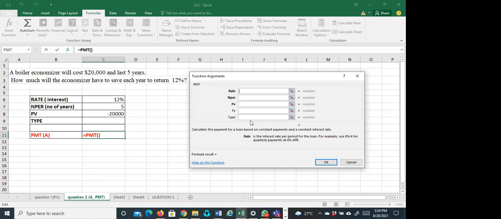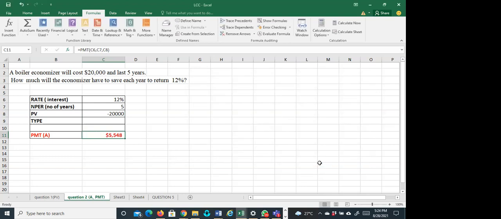It's free. So the rate is 12%. The number of years is 5. The present value, that is the cost of investment today, is 20,000. So what is the annual savings? 5,548, which is exactly what we got. Any question?